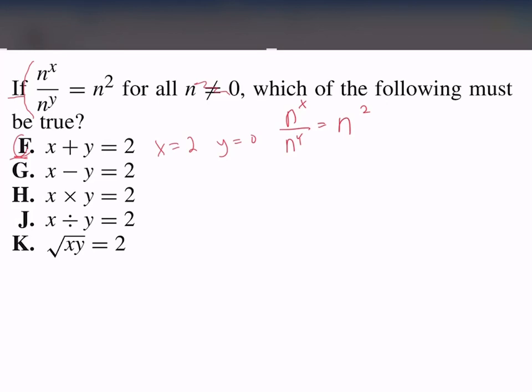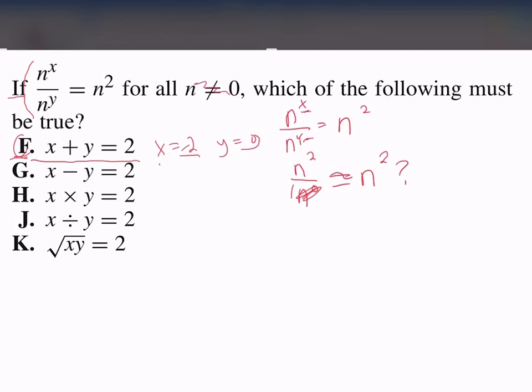So I'm saying, what if x is 2? So instead of this x, I'm going to write n to the 2. And then I said, how about if y is 0? Because again, I'm fulfilling this information here. So let's see what happens. So if y here is 0, does this still equal n squared? Well, look at this now. n to the 0. Remember, anything to the 0 is 1. Hey, that works.